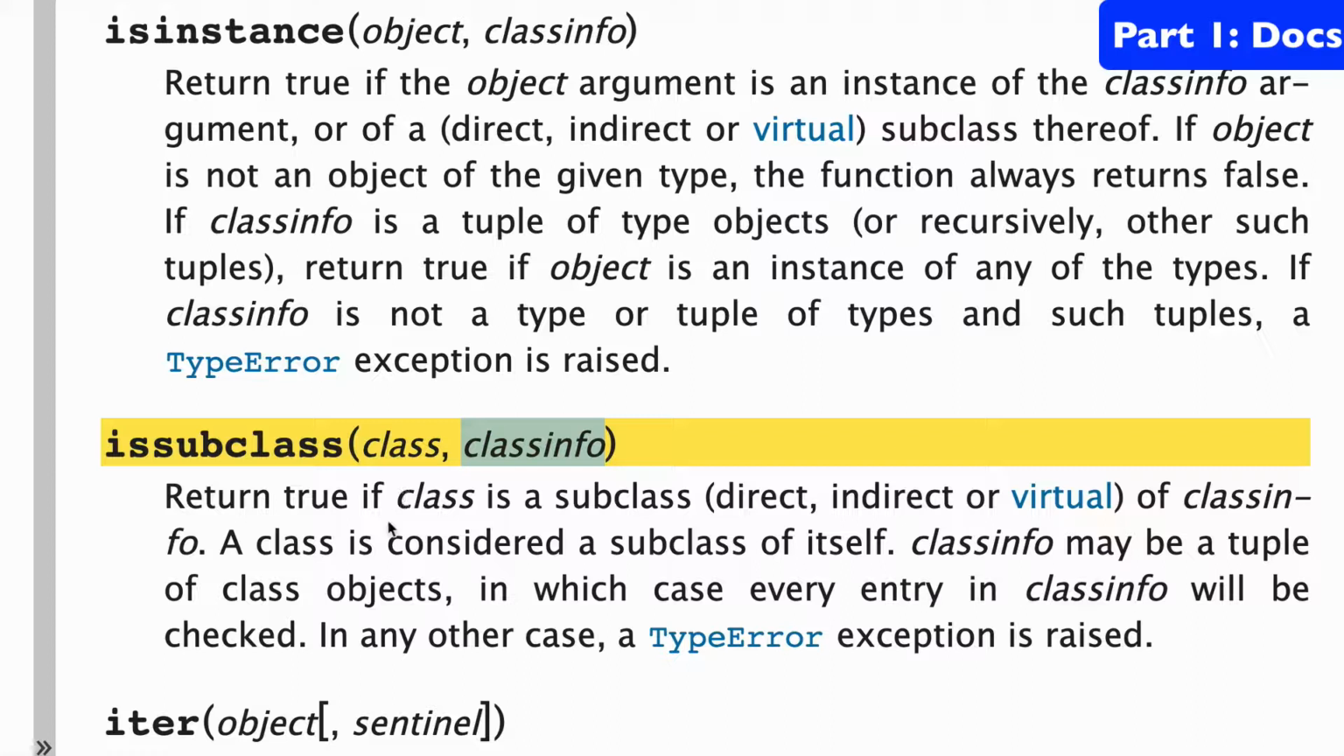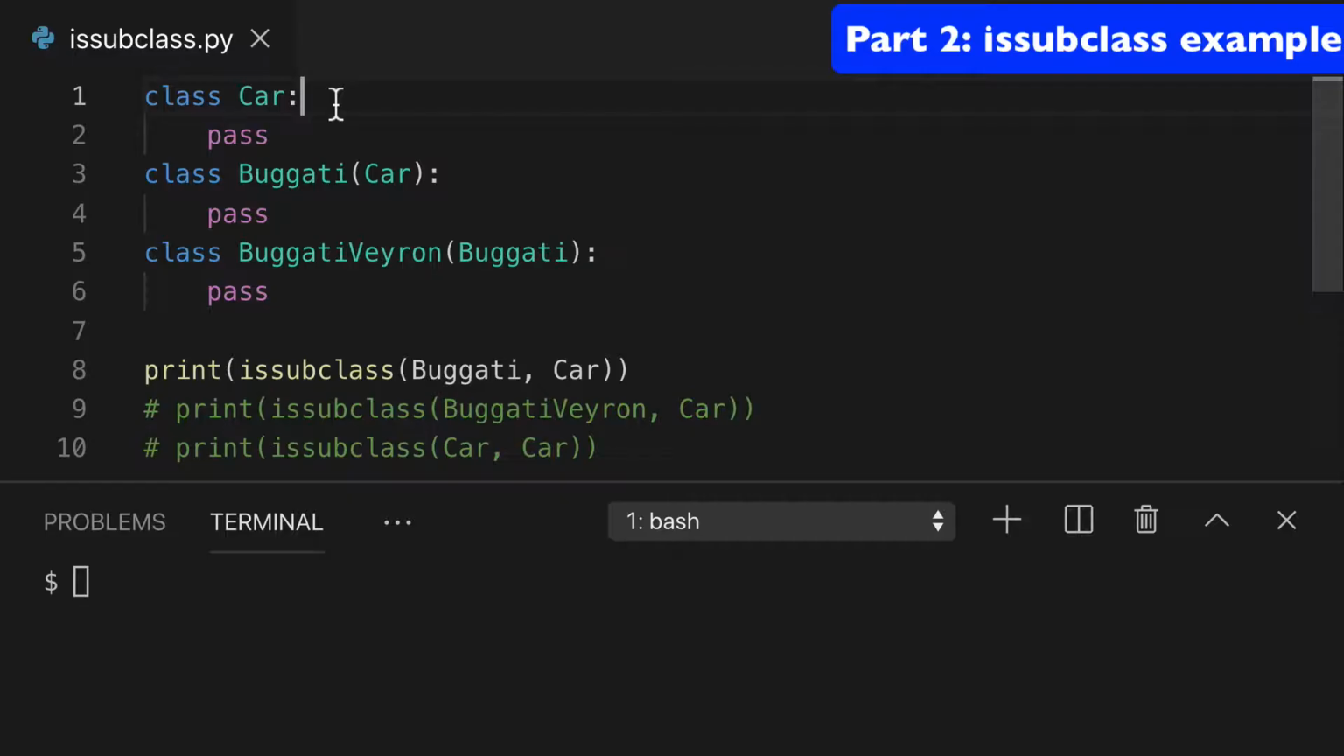Couple things to note, a class is considered a subclass of itself, and the class info can be a tuple, and I'll show you what that looks like a little later on. So I created a little multi-inheritance example here. First, we start with our car class. Then we have a Bugatti, which is a subclass of car, and then a Bugatti Veyron, which is a subclass of Bugatti. And the first thing I wanted to check is if Bugatti is a subclass of car.